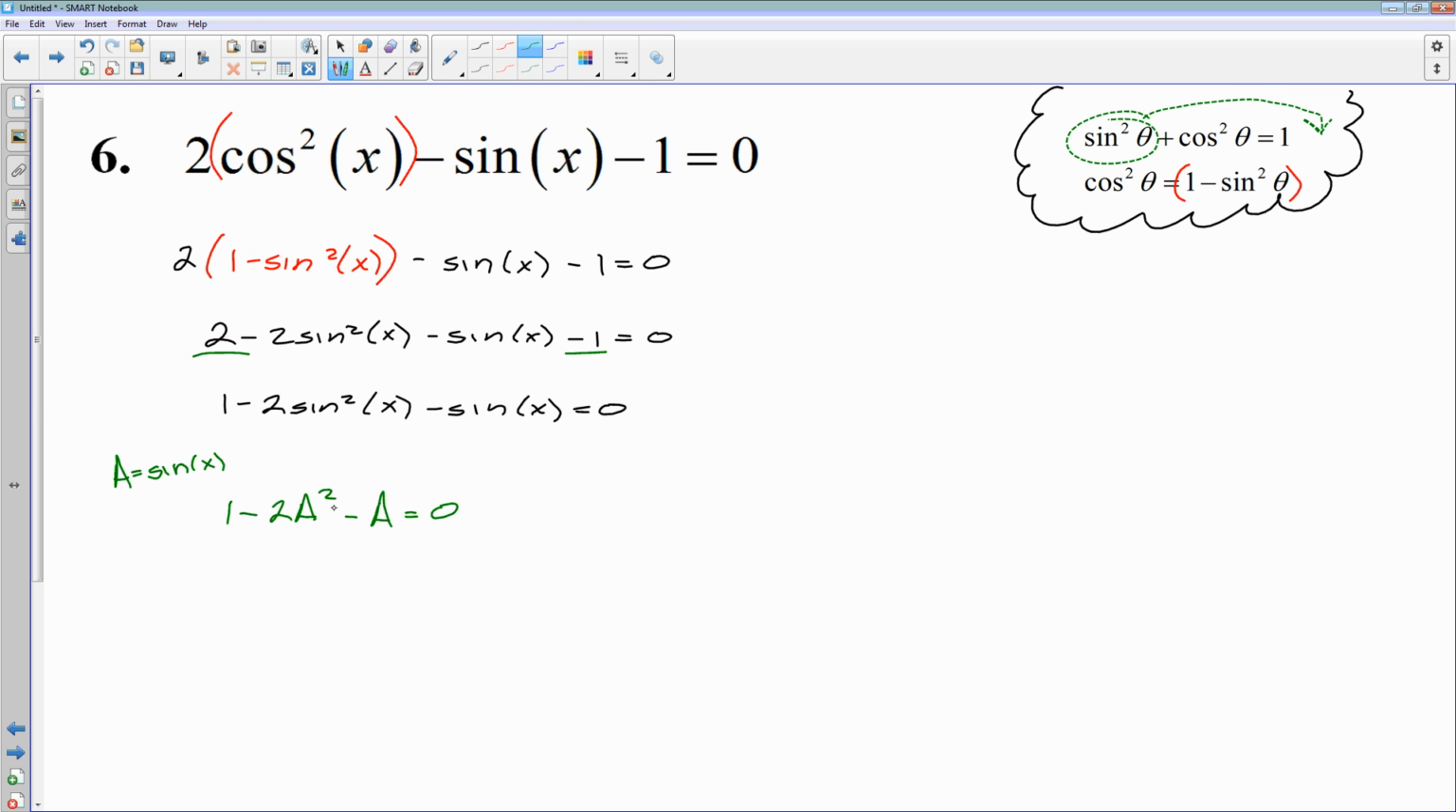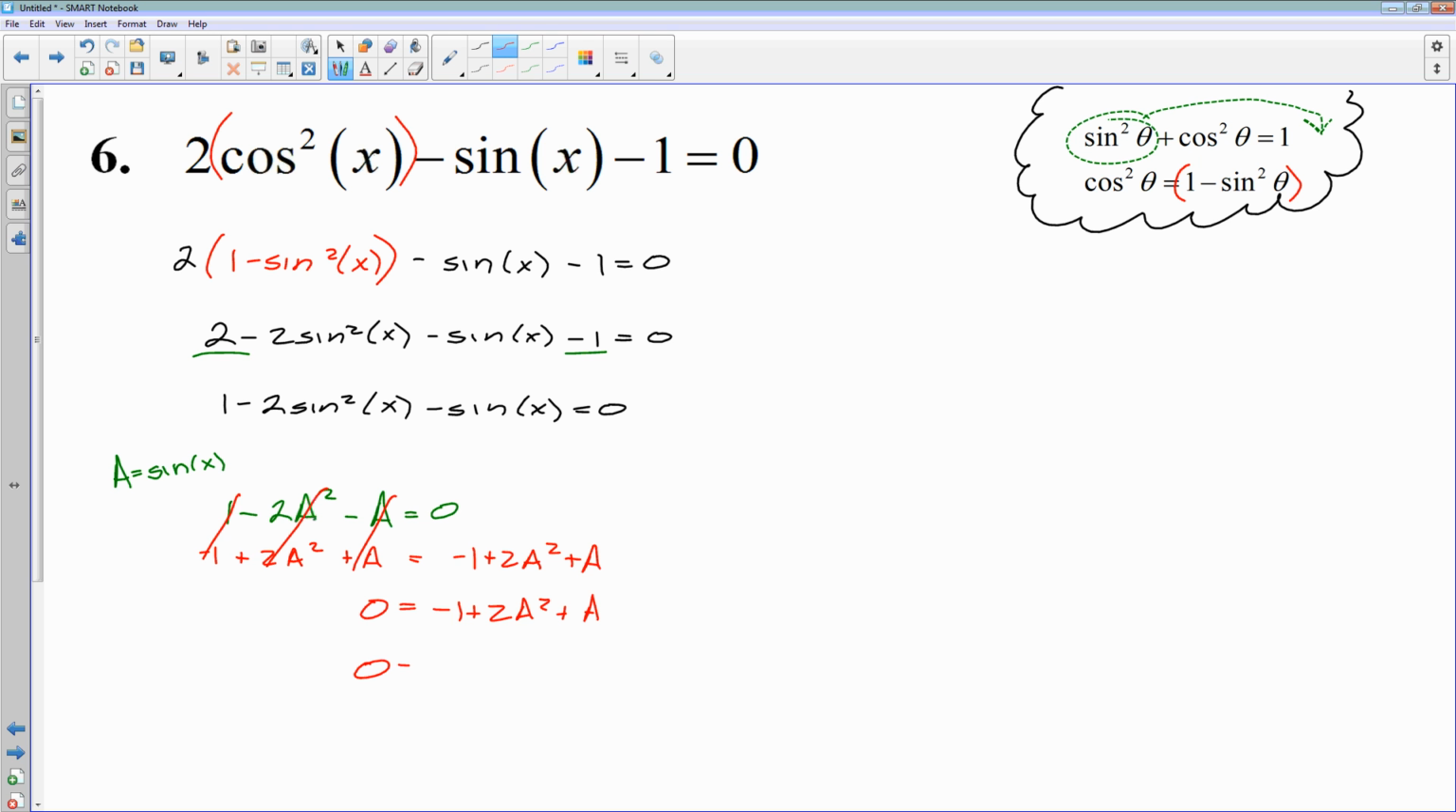If you ever have a squared, you want it to equal 0, which this one does. But I don't like the negative 2a squared. I would rather have a positive a squared. So I'm going to move every single thing to the other side of the equation. I'm going to move the 1 over, the 2a squared, and the a. And over here, everything's going to cancel: 1 minus 1, negative 2 plus 2 cancels, negative a plus a cancels. And I get 0 is equal to negative 1 plus 2a squared plus a.